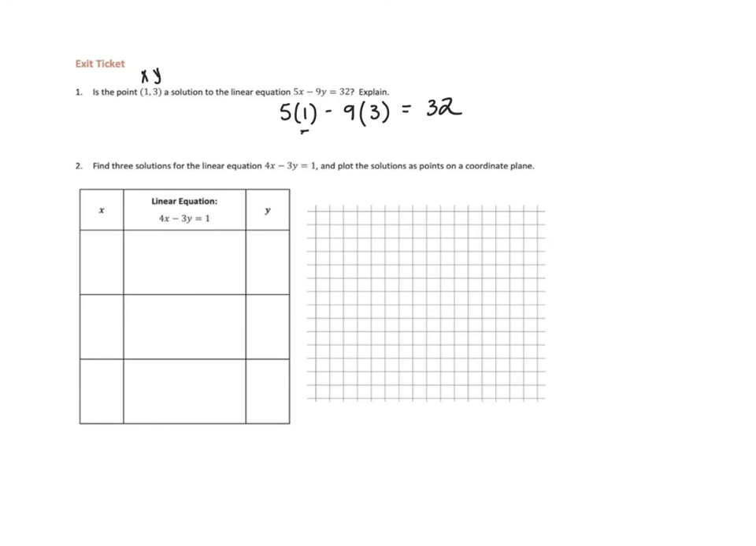5 times 1 is 5. 9 times 3 is 27. Is that going to equal 32? Well, I can tell you right now, 5 take away 27 is not going to equal 32, right? If I did 5 take away 27 in my calculator, I get negative 22. And negative 22 does not equal 32. So this coordinate pair right here is not a solution. It means it's not going to be on that line. So no, this is not a solution.